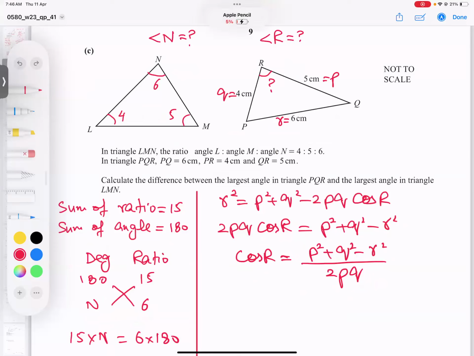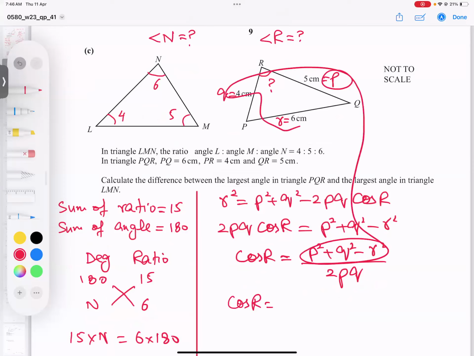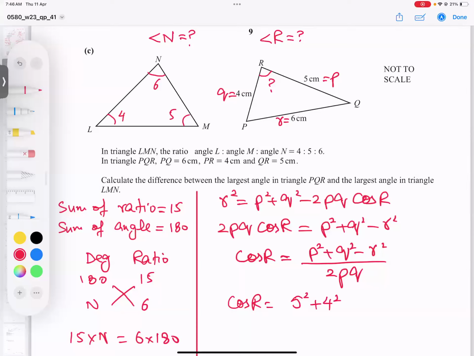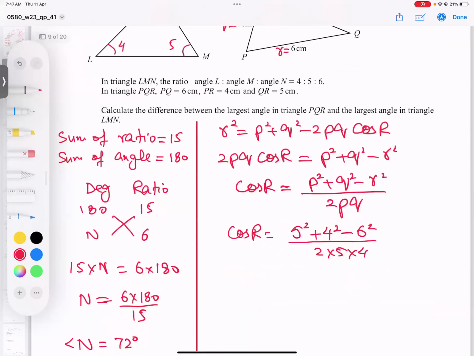Okay, now students, I'm going to plug in the numbers, and that's it. This is PQR given here, P, Q, and R. So I'm writing here 5 to power 2 plus 4 to power 2 minus 6 to power 2, because the R value is 6, and divided by 2 times 5 into 4. If I type this in the calculator, cos will go there, it becomes inverse. So R is equal to cos inverse, and if I type this in the calculator, this is what is coming.